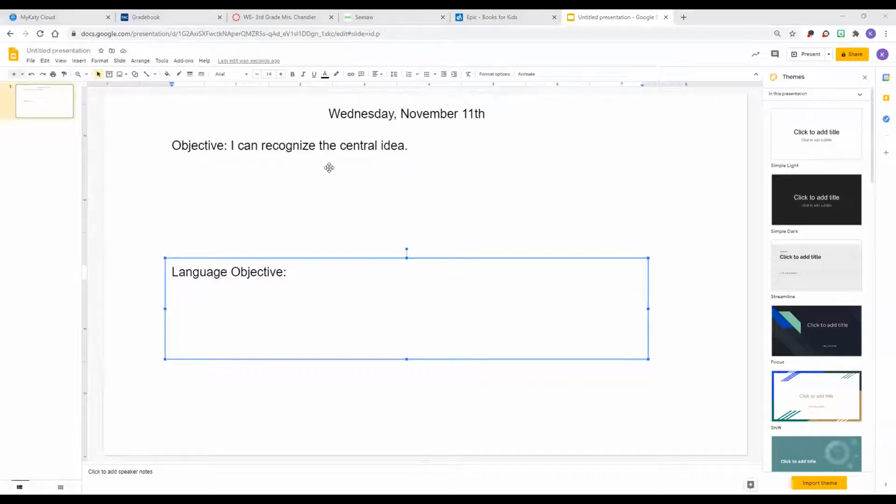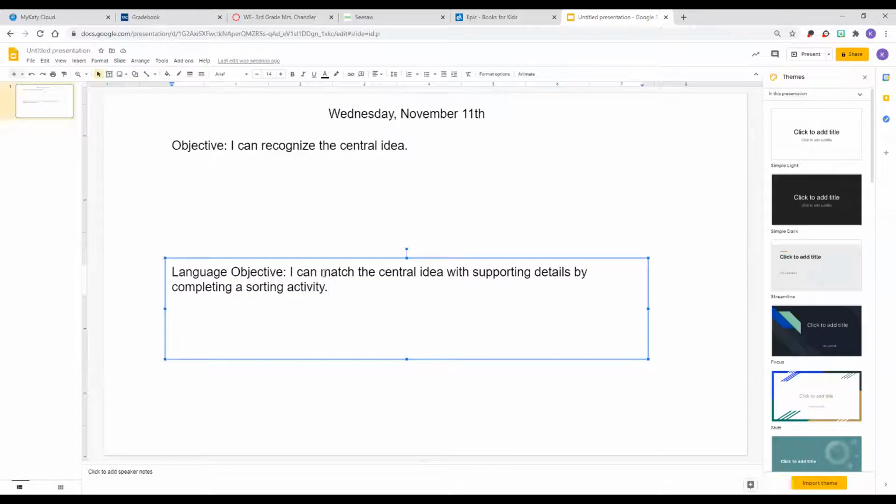So our objective is I can recognize the central idea. And then our language objective is going to be I can match the central idea with supporting details by completing a sorting activity.